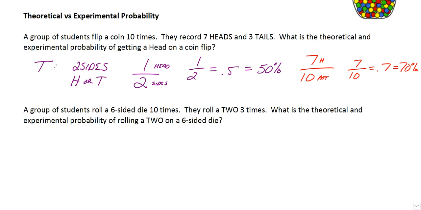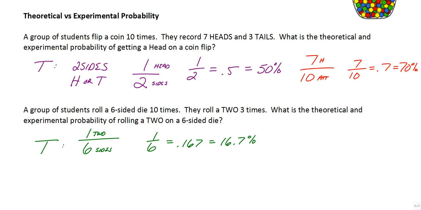So another group of students rolls a 6-sided die 10 times. And they roll a 2 3 times. So what's theoretical and experimental? For theoretical, you should have said there's only 1 two on a 6-sided die out of 6 possible sides to the die. So your probability is 1 over 6, which is 0.167, also known as 16.7%. Okay? So that's your theoretical.